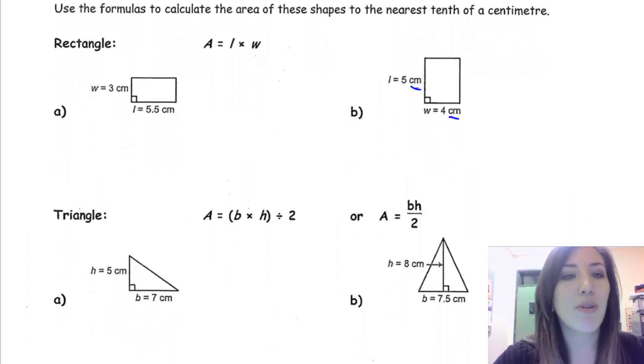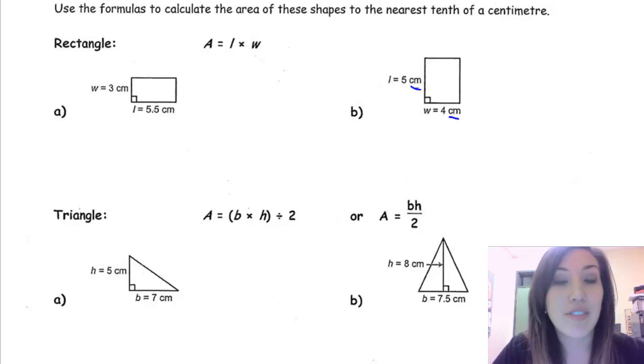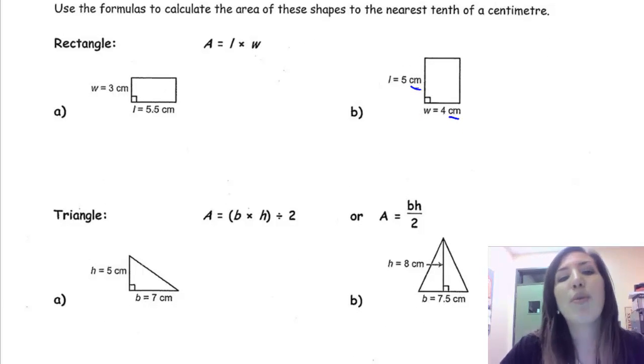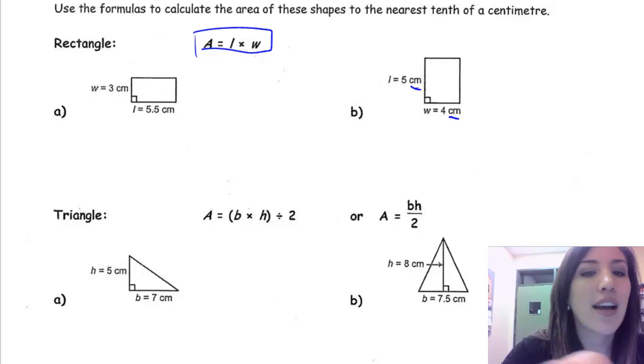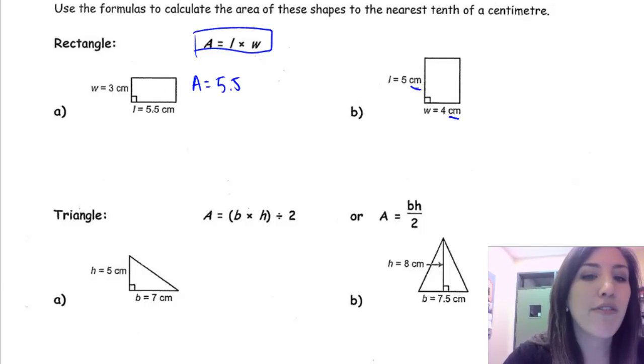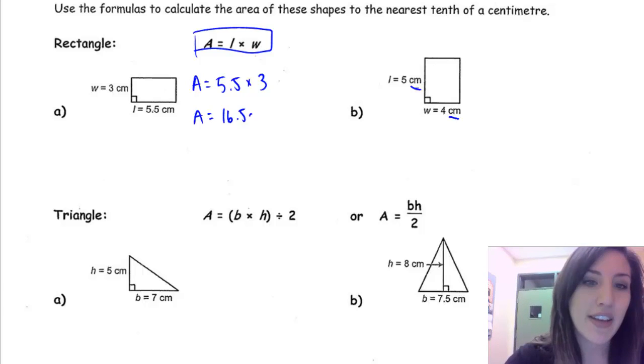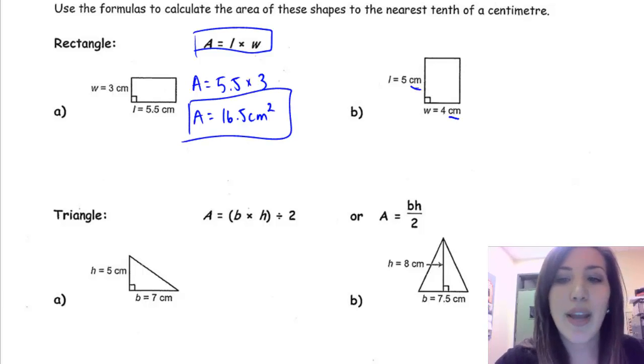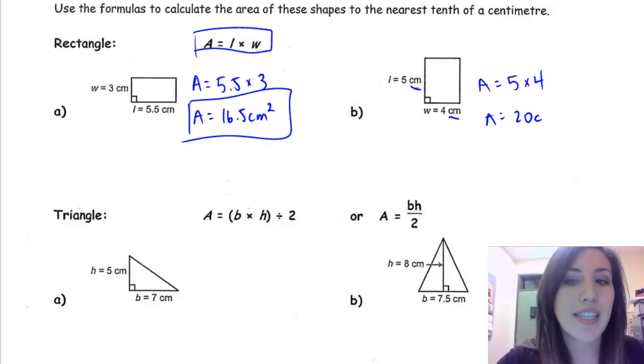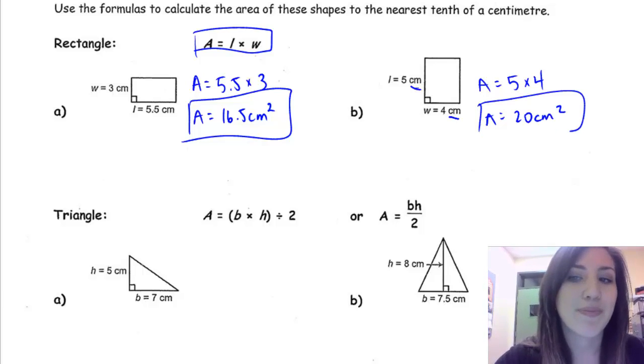So let's use the formulas to figure out how to decide the area of a rectangle. Well, if the area is length times width, then we just say the area here is the length, 5.5, times the width of 3. So our area is 16.5 centimeters squared. Here we have area is 5 times 4, so our area is 20 centimeters squared.